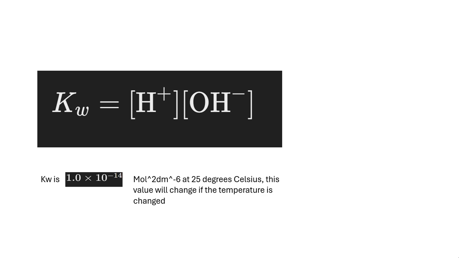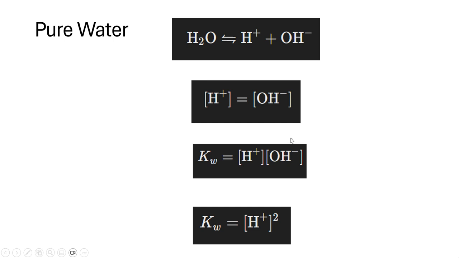So obviously Kw is 1 times 10 to the power minus 14 mol² dm⁻⁶ at 25 degrees Celsius, and obviously this value will change if the temperature has changed. So let's look at pure water then. Pure water is the easiest equation here.